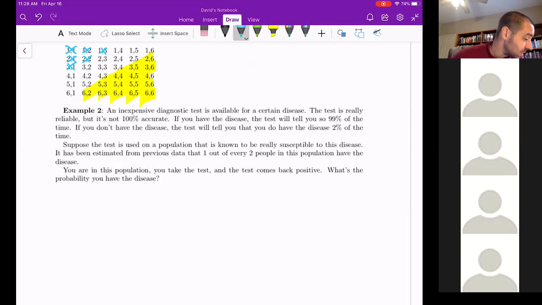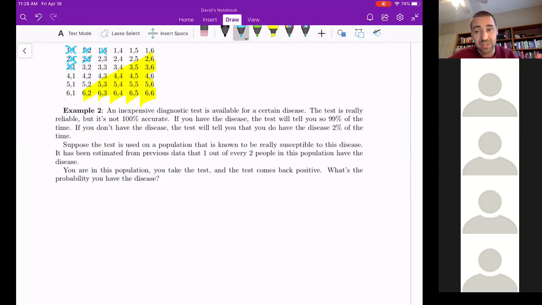Not perfect though. Okay, so suppose you're using this test on a population that's known to have a high rate of the disease. So before you even give somebody the test, there's a 50-50 shot they have the disease. This kind of thing is also not uncommon. So if you test people for, say, sickle cell anemia, that's far more common amongst African American populations than white populations.